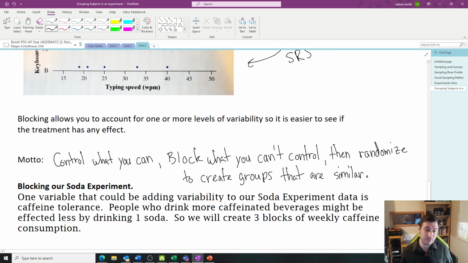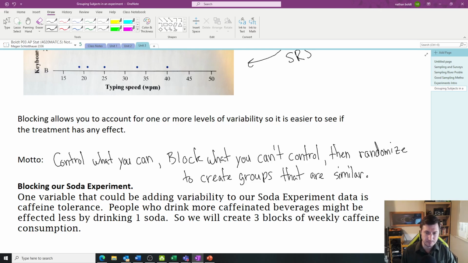Even after you block, are people still going to be different? Oh yeah, they're still going to be different. And so you randomize who's in what group to hopefully take care of those other variables that you can't block with.